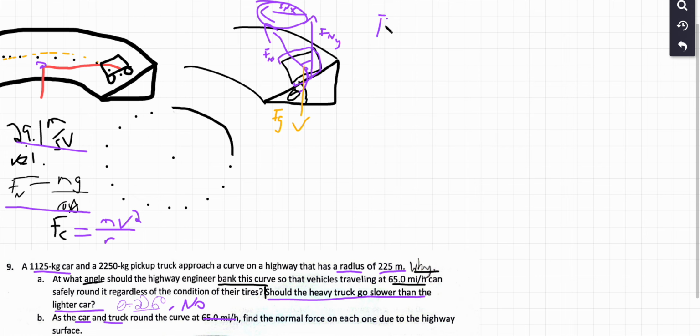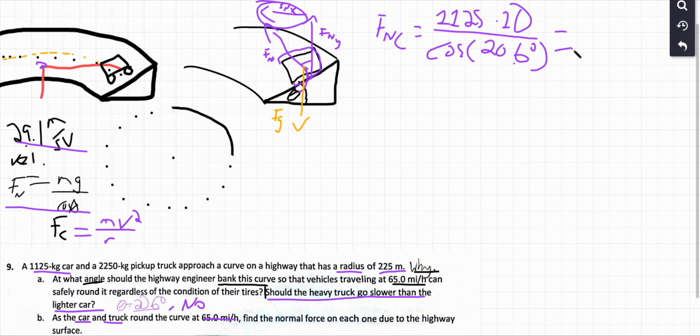So we have the normal force of the car, which equals our mass of 1,125 times gravity of 10 over cosine of 20.6 degrees. To save you the pain of going over there, it is 12,000, technically 12,000 newtons. Technically like 12,020, but we're given 3 significant figures, so.